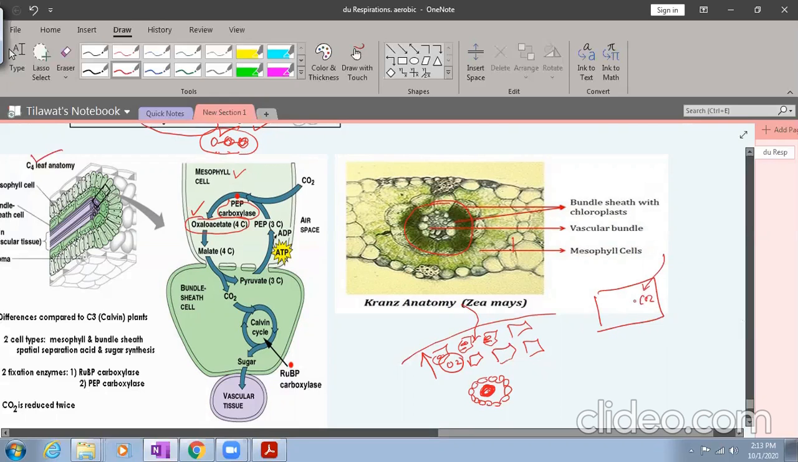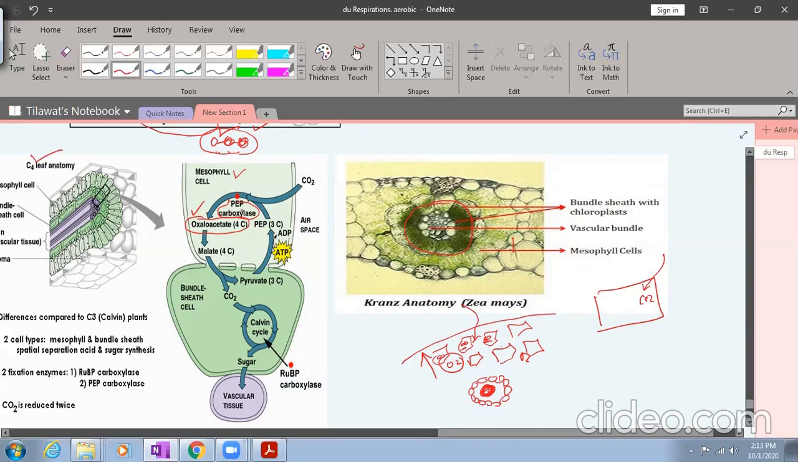That carbon dioxide will be fixed by what? By this PEP carboxylase enzyme. Here there is no ribulose bisphosphate carboxylase, because in this plant the light reaction is more and oxygen production is more in this plant. That's why in this mesophyll cell we have another enzyme instead of RuBisCO. We have PEP carboxylase. That PEP carboxylase can fix only carbon dioxide. It will not combine with oxygen. So if oxygen is more, no matter.